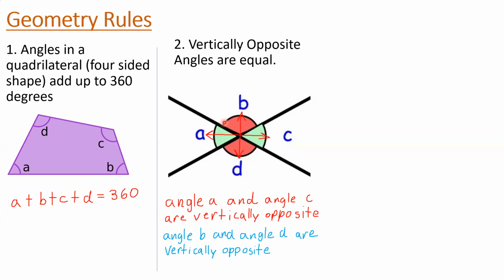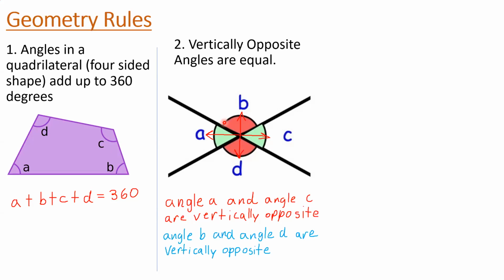Okay, good. And Samantha, did I ask you yet about the vertically opposite angles? Oh, sorry, you didn't ask me. Okay, what angles are vertically opposite in this shape? Angle A and C and angle B and D. Very good. What do we know about vertically opposite angles? Vertically opposite angles are equal.